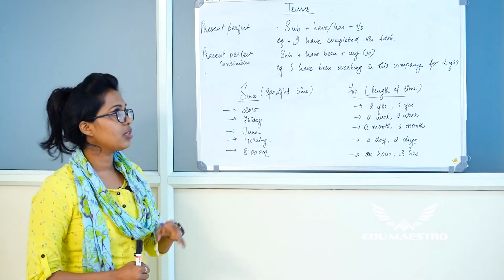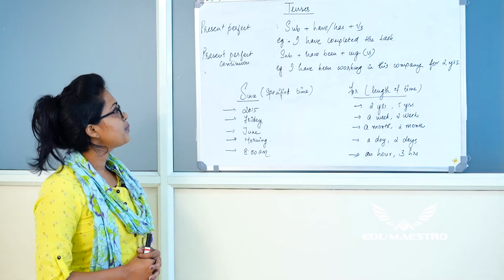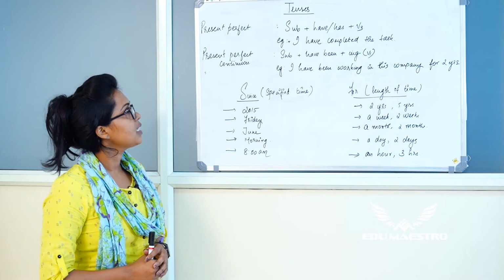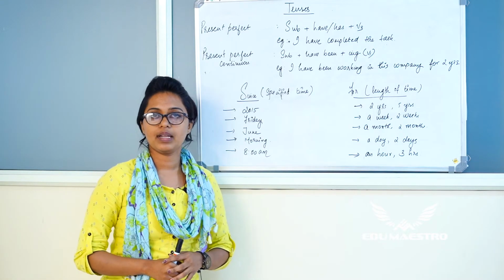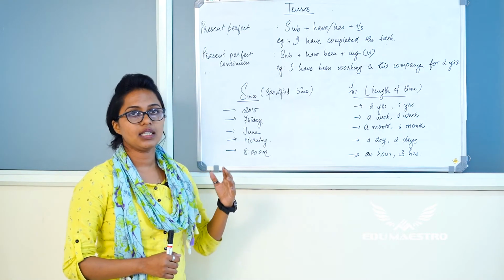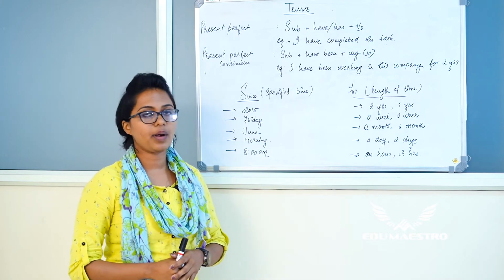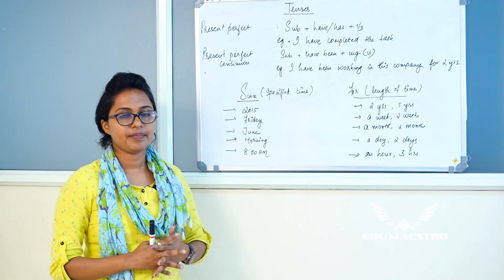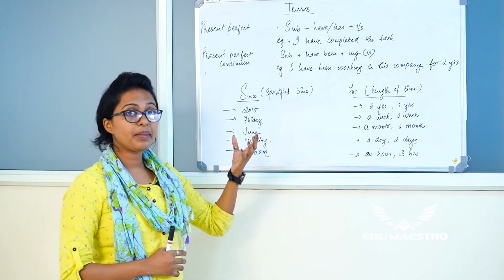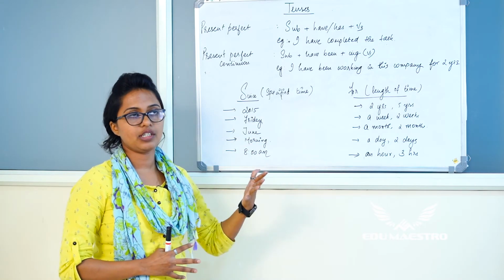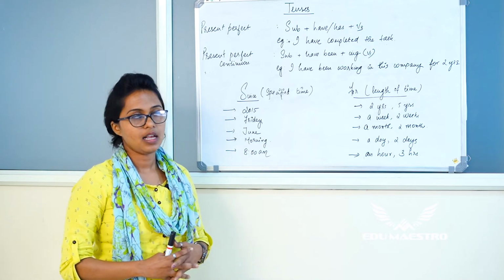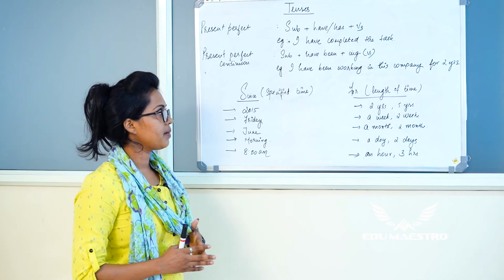Now let's move on to the third tense, that is present perfect tense. The rule for present perfect tense is subject plus have or has plus V3. V3 is the third form of the verb, or past participle. For example, I have completed the task. Here the action is completed. The action you have just completed, that is present perfect tense.